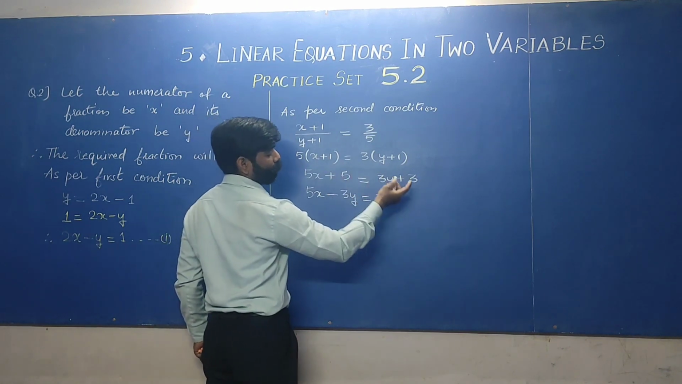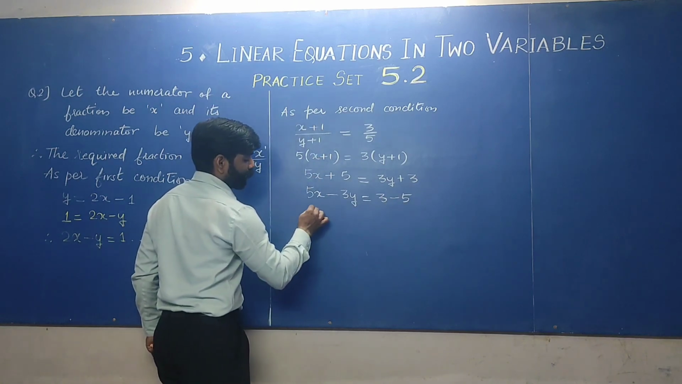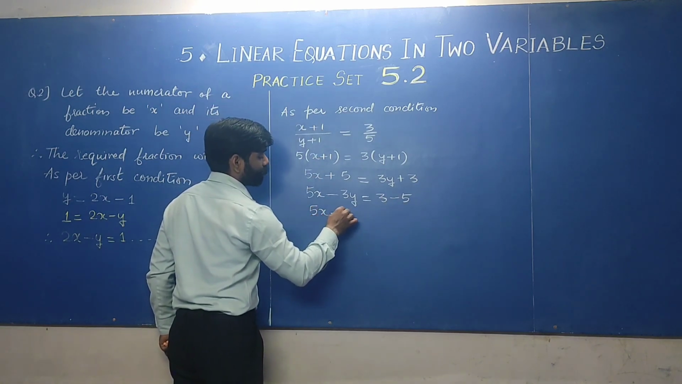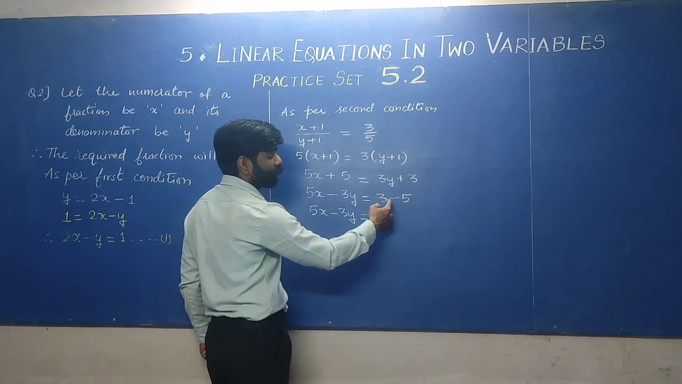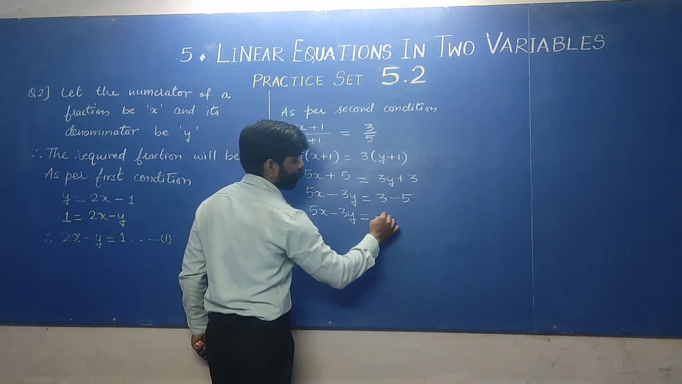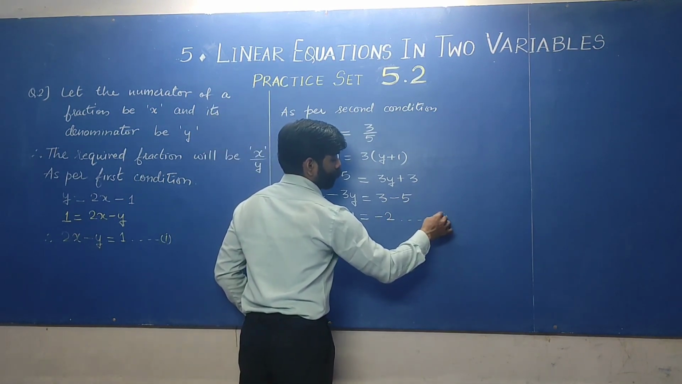This 5 will go from left hand side to right hand side. It will become minus. So we are going to get 5x minus 3y is equals to plus minus is minus. So students, 3 minus 5 is minus 2. This is our equation number 2.